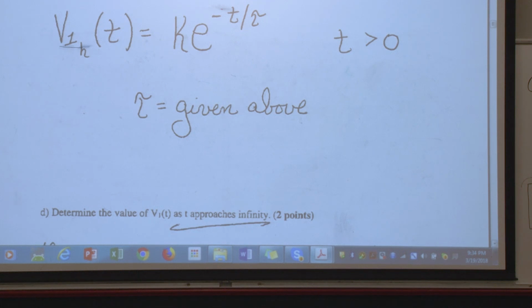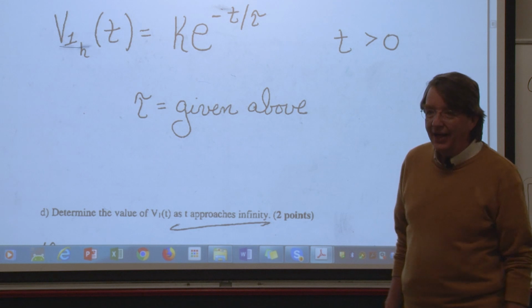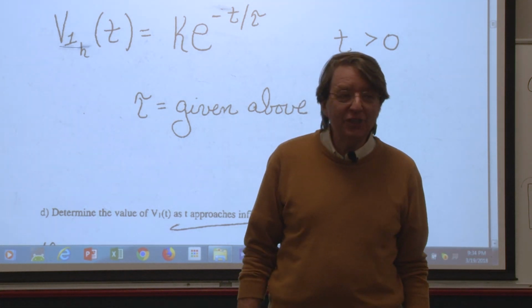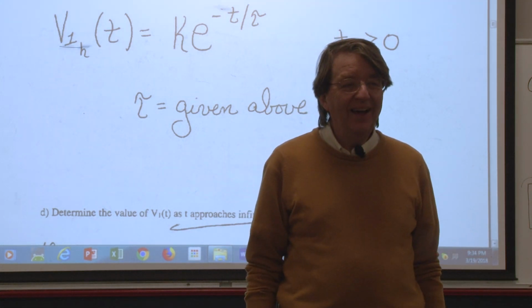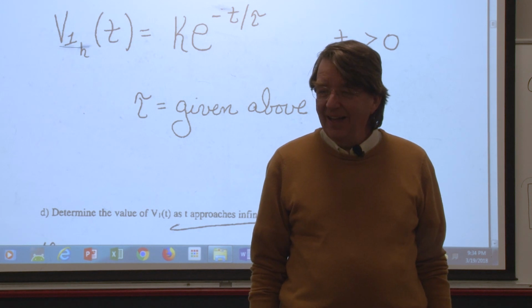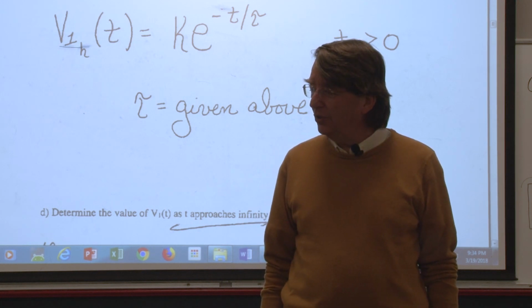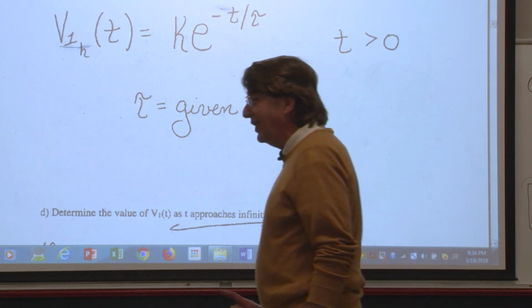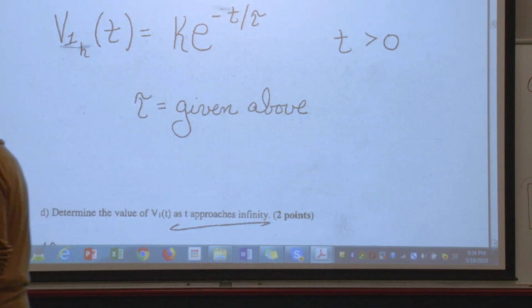I asked in part D, determine the value of V1 as t approaches infinity. Is that the particular solution? But first, wait a minute, I think we have a question. I sense a question. Yeah, I actually do have a question. Help me out. So, when you Ke to the st, which makes sense, where did you get the negative t over tau? That's where I was confused.